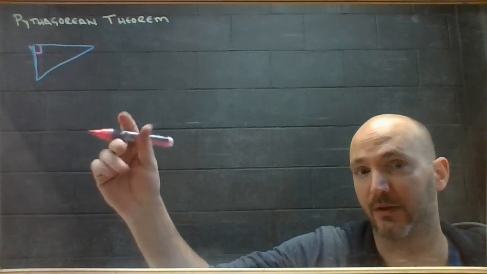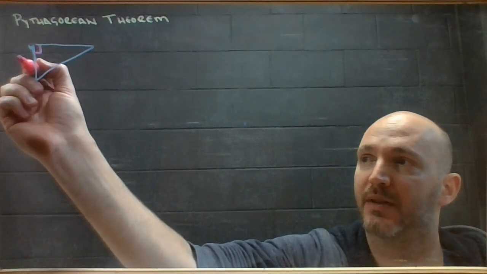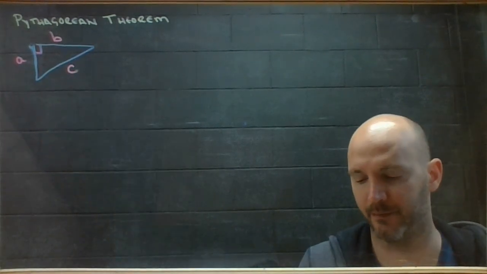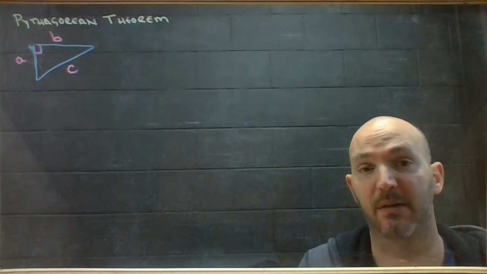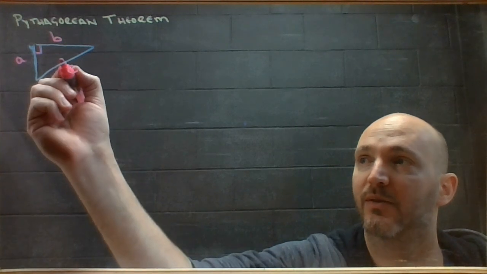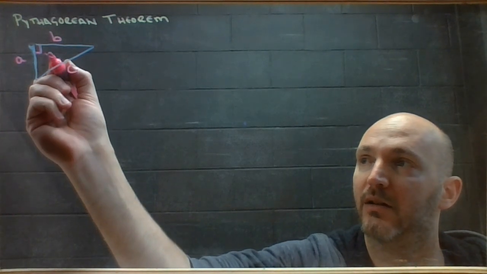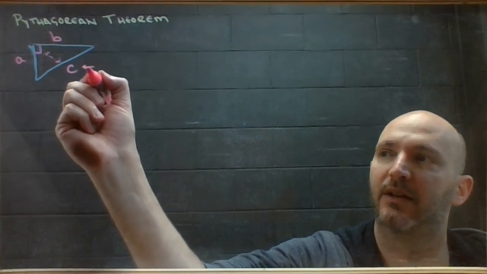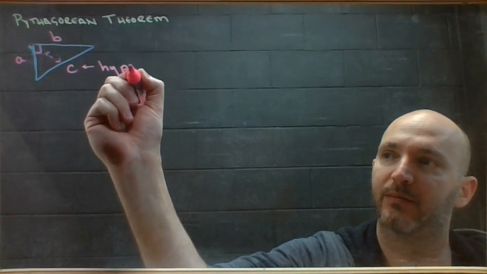If you have a triangle like that and you label the sides A, B, and C, C gets a special name because it is the one across from the 90-degree corner. So if you look, right, they are not touching each other. This one here is called the hypotenuse.